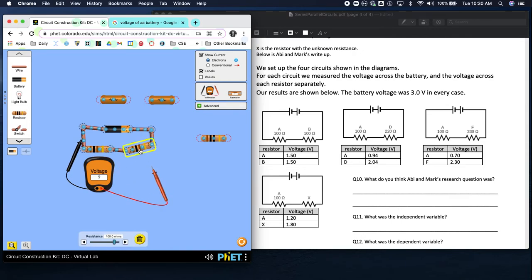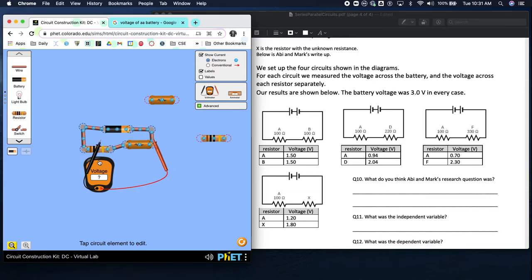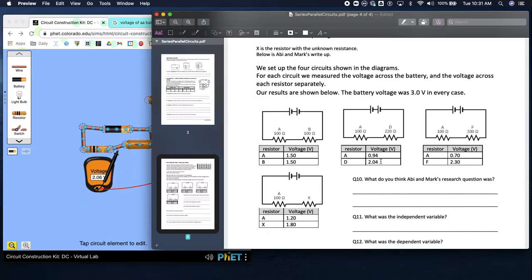And then we're going to use the D resistor, this guy right here. Okay, now 0.94 voltage here for A. All right, 2.06, so it's a little bit off. Theirs is a little bit off. You could change that though, okay? So we're going to say 2.06.